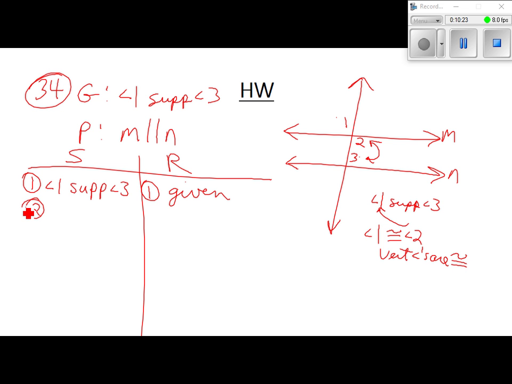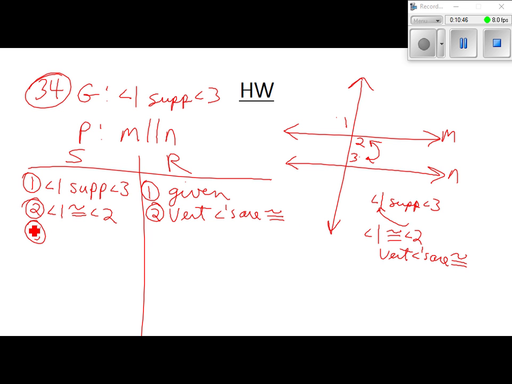Angle 1 is congruent to angle 2. How did we know that? Vertical angles are congruent. And a lot of people are just writing vertical angles here. Don't do that. You got to put vertical angles are congruent for those people like Kenneth who don't know. Yeah, they're vertical angles, but what do we know about vertical angles? They have to be congruent.